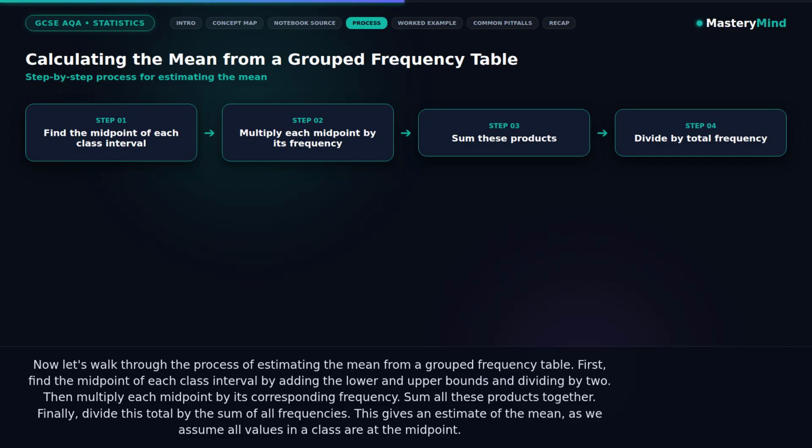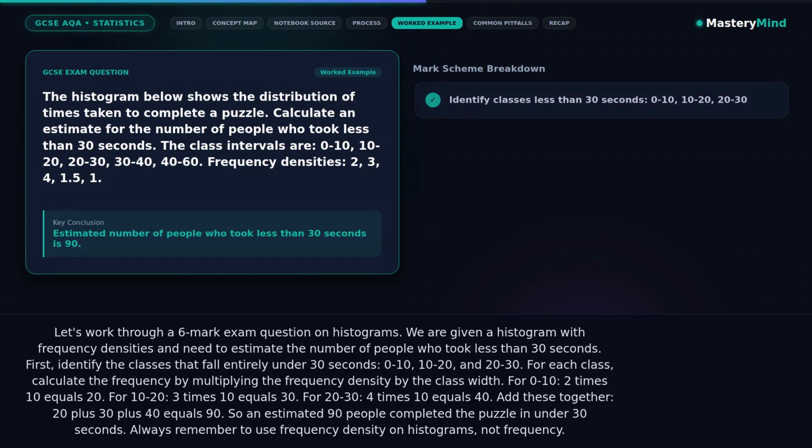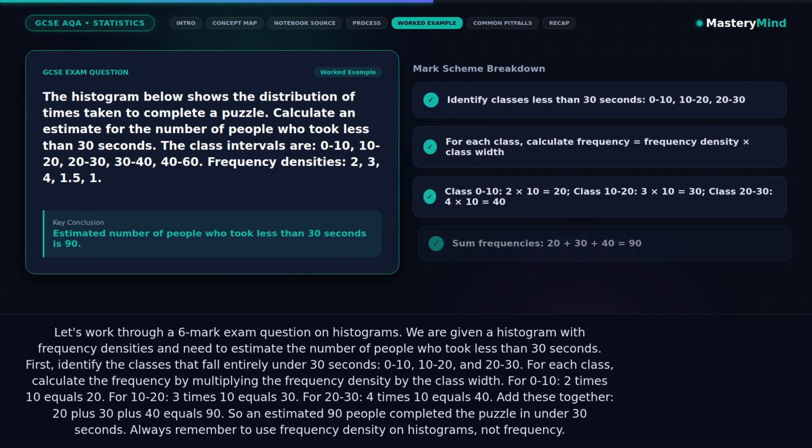Let's work through a 6-mark exam question on histograms. We are given a histogram with frequency densities and need to estimate the number of people who took less than 30 seconds. First, identify the classes that fall entirely under 30 seconds: 0 to 10, 10 to 20, and 20 to 30. For each class, calculate the frequency by multiplying the frequency density by the class width.